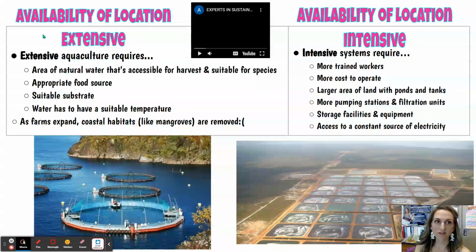For intensive, you need an area where there's trained workers. There's more cost to operate the entirety of it. Larger area of land because you need to now build these ponds and tanks and areas for the water filtration systems, more pumping stations, filtration units, storage facilities for equipment, and then access to constant source of electricity.